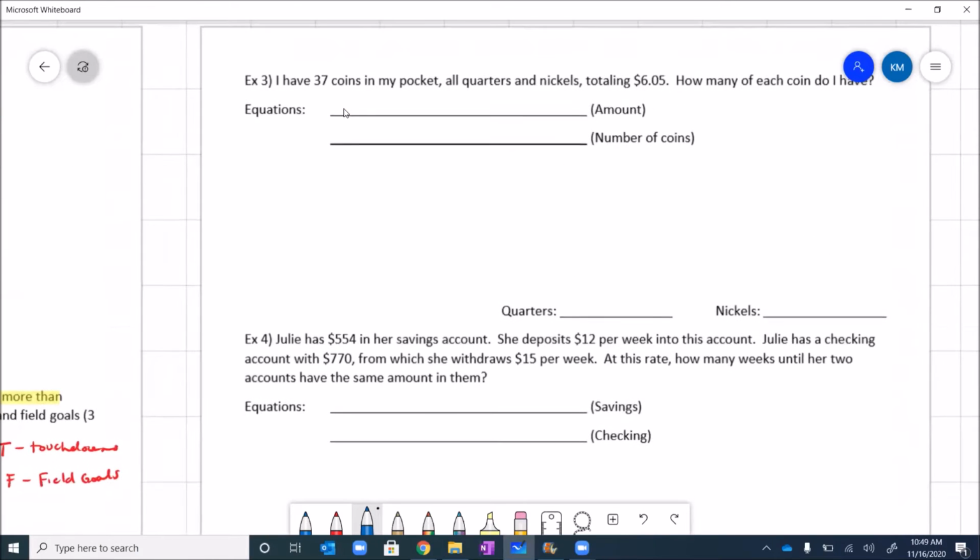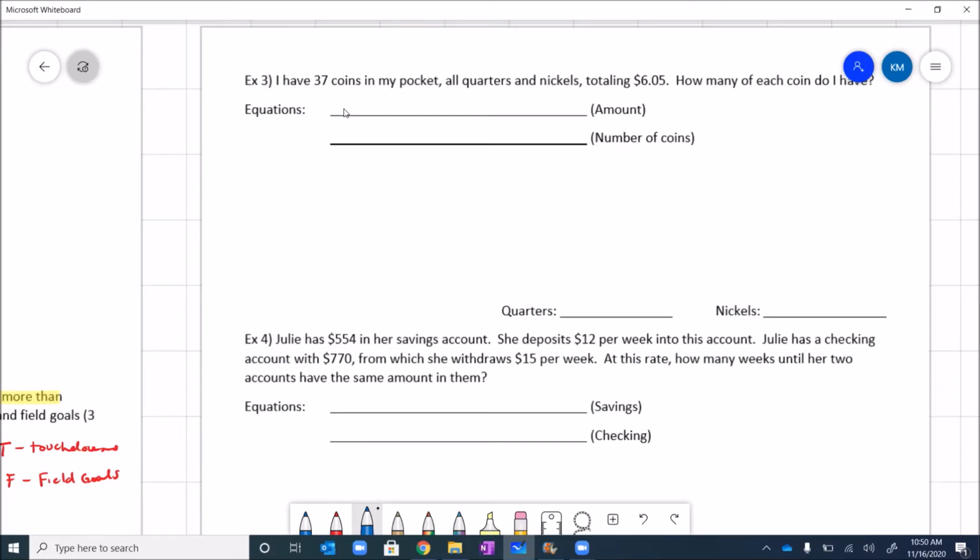All right, a couple more. Says I have 37 coins in my pocket, all quarters and nickels, totaling $6.05. How many of each coin do I have? So this problem and the coin problems like them have a lot of information kind of packed all together.